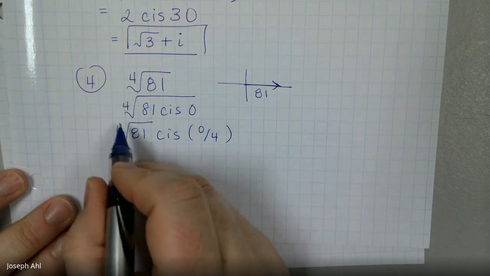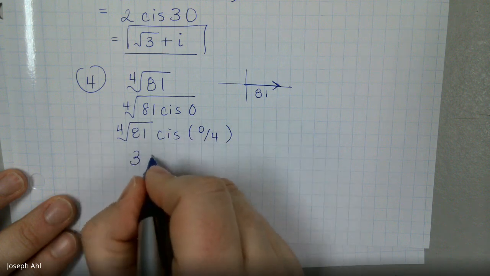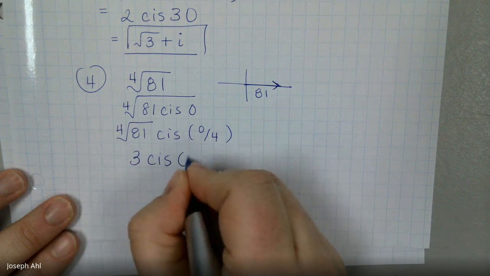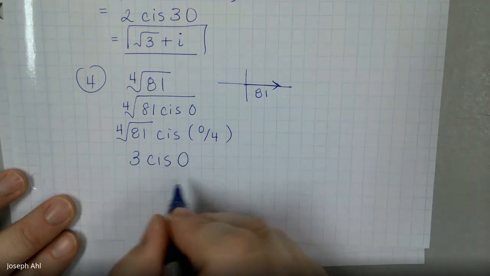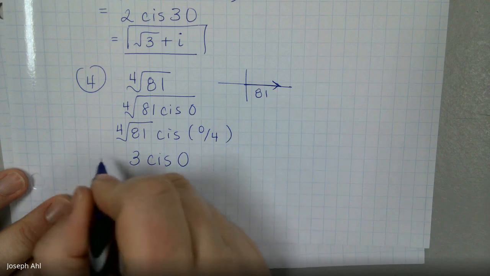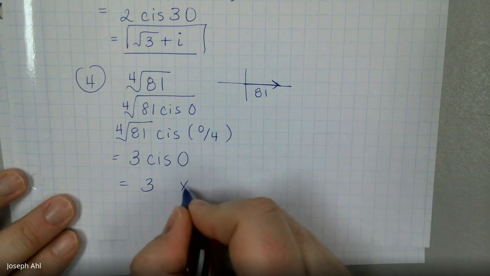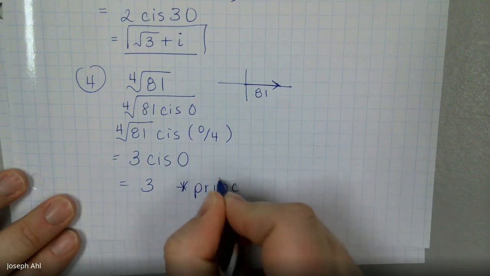Well, the fourth root of 81, we still have to know what that is. And the fourth root of 81, whether you do it on the calculator or not, is 3. And 0 divided by 4 is 0. So what's 3 cis 0? Imagine this was the length of 3 up here. 3 cis 0 is just 3, or 3 plus 0i. And the last thing I want to mention is that this is called the principal root.